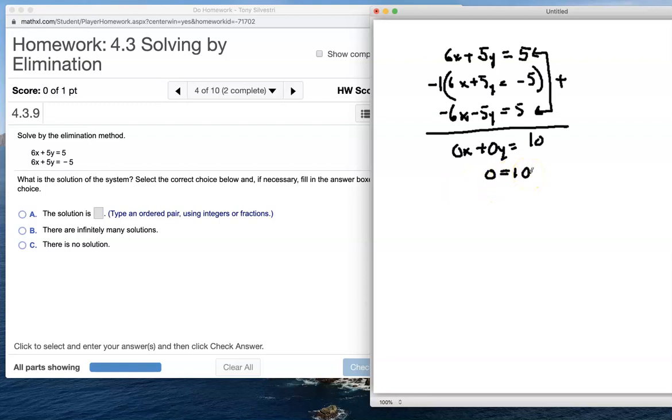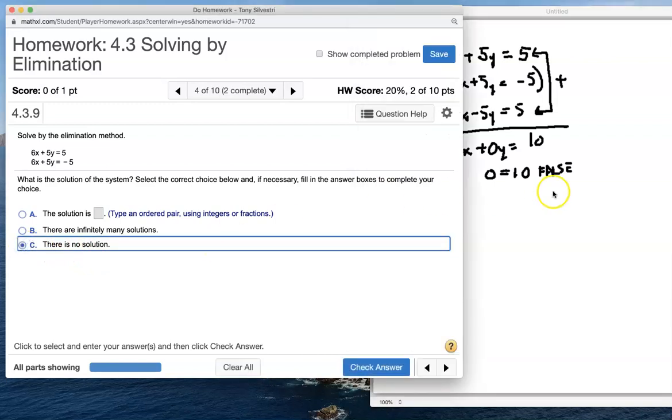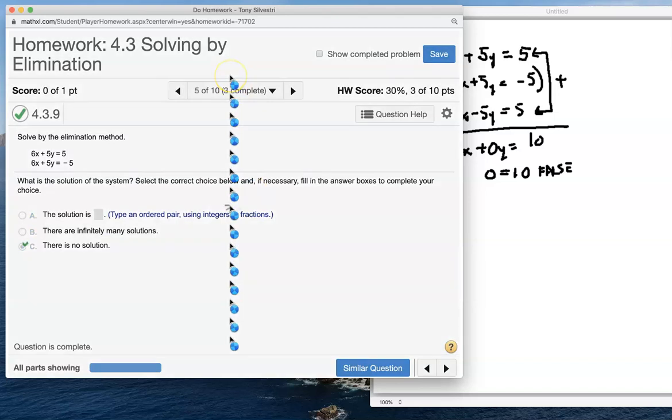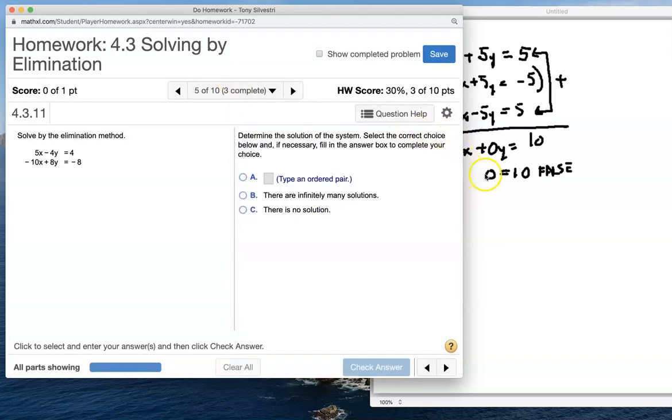Now, if you remember from the first section 4.2, if you come up with a false statement here, because certainly 0 equals 10 is false, what that means is that there's no solution. There's absolutely no solution. Okay, if this were a true statement, like you ended up getting 0 equals 0 or 5 equals 5, then you would have infinitely many solutions. So that's how you remember which one you do. Okay, fantastic.